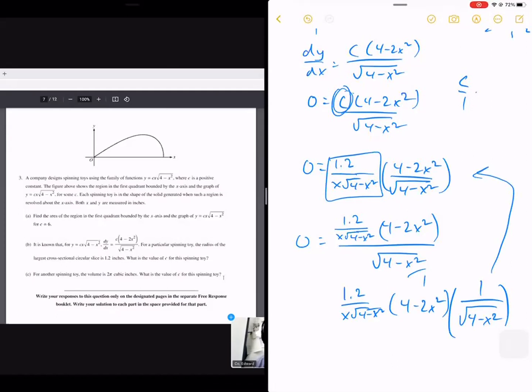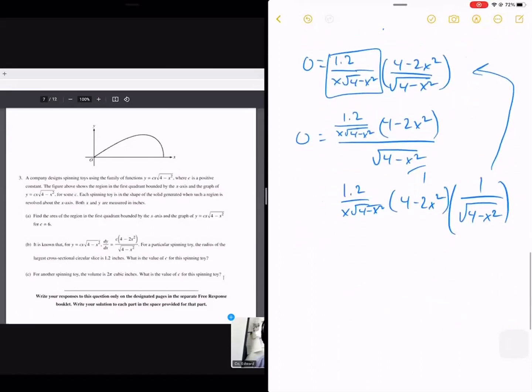Would that be okay, Haruka? Yeah. Cool. So the cool thing is that these two are the same now, right? They want us to find the value of c, but we can't find c till we find x, I feel. So we have 1.2 equals 0, 4 minus 2x squared all over x times 4 minus x squared.